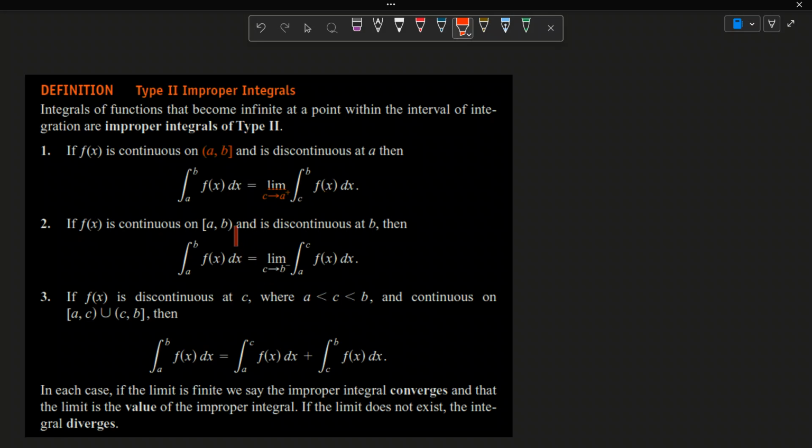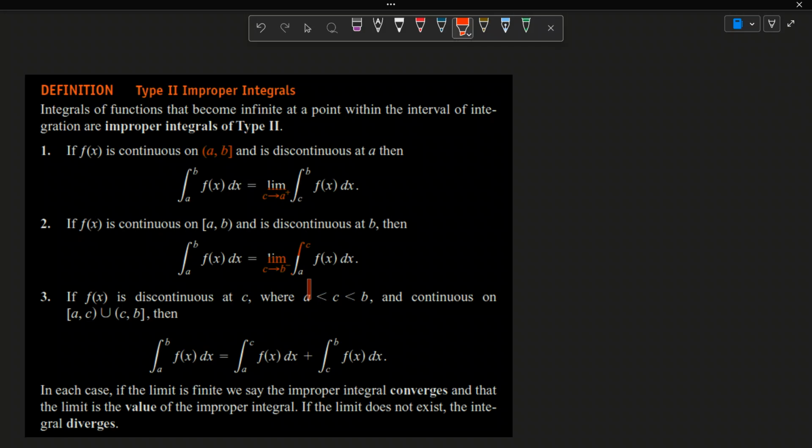If the function is discontinuous at the upper limit, then we write c here, and we say c approaches b, but we should know that this is one-sided. So c approaches b from the left-hand side, from a to b, from left to right, or the limit is one-sided.